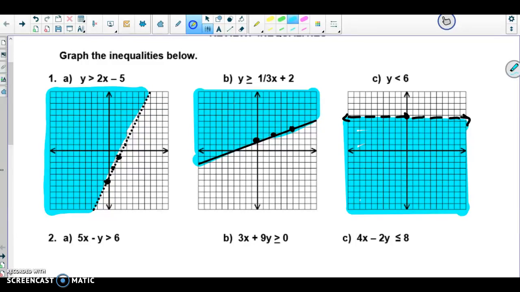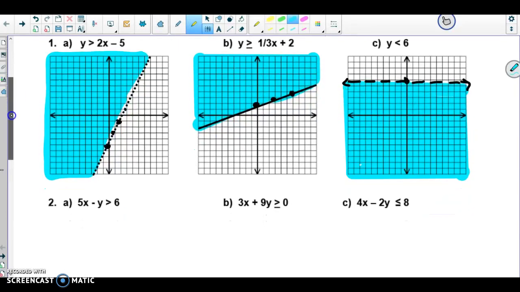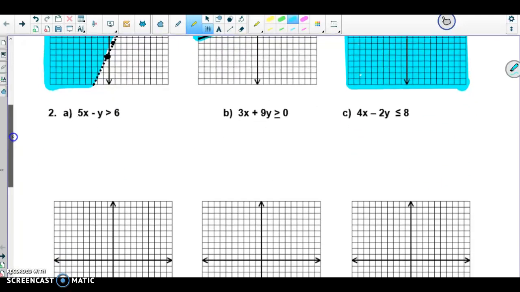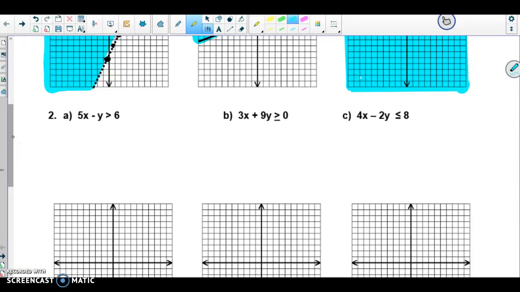Yes, all of this part should be shaded. So a solution could be like, again, 0, 0. As long as y is less than 6, we're good. We could have negative 482 and 2. We're good. Okay? So the next ones, we have to get y by itself in order to graph these.